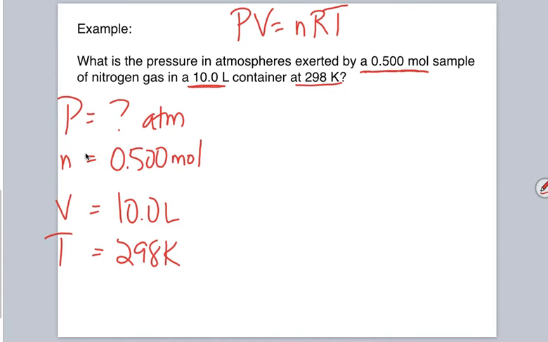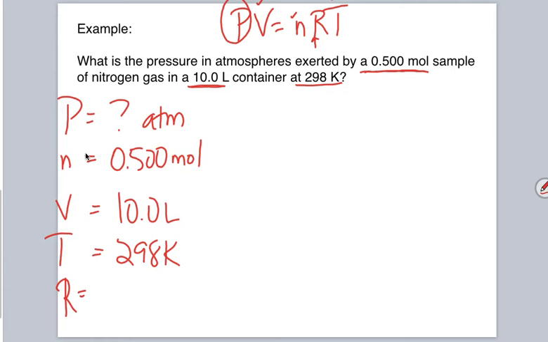But in order to use that ideal gas law, we need to have one more piece of information. We want to solve for P. We've got n, we've got V, we've got temperature. We would need to choose which R we need to use. So we have to have R as well.